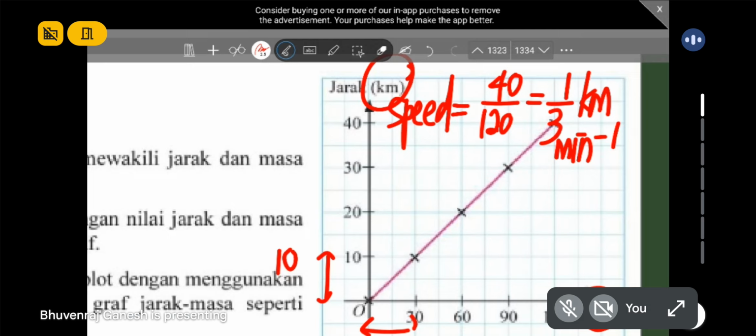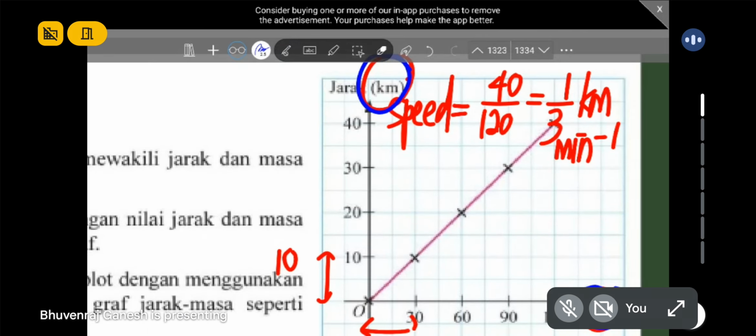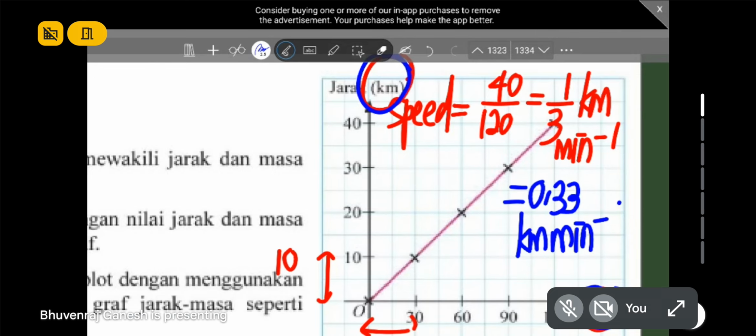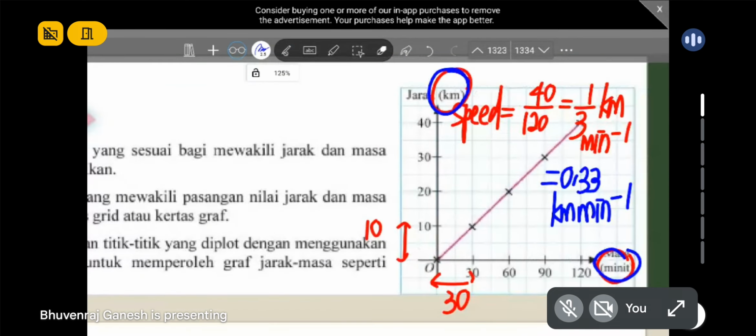If you guys want to convert, can, no problem, but I suggest you just maintain the same unit. Kamu tak perlu tukar pun, ikut saja unit dalam soalan. Just follow it 100%. So the answer is 1/3, or you can say 0.33 kilometer per minute. Any problem guys? Are you clear? Jelas how to read the graph?